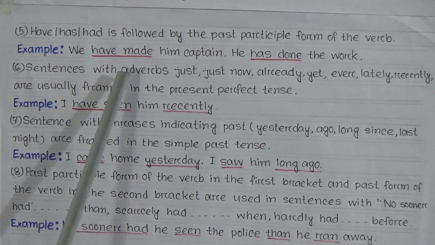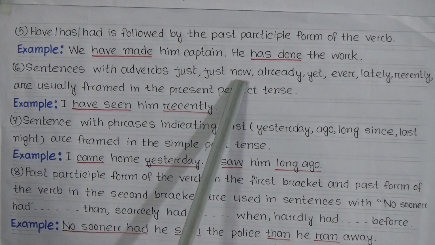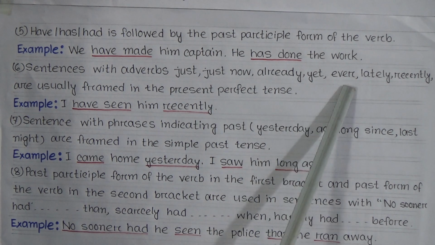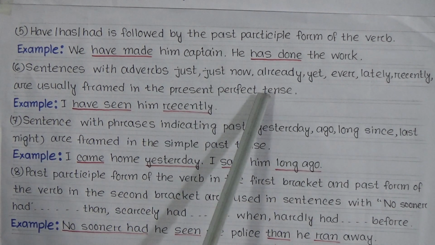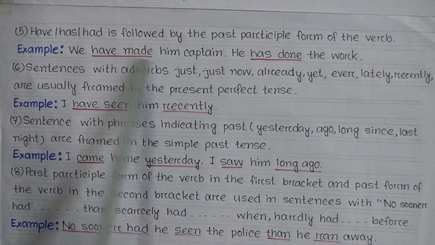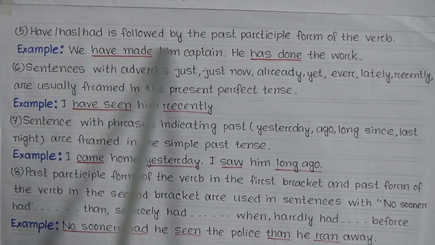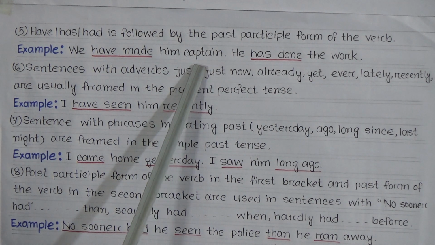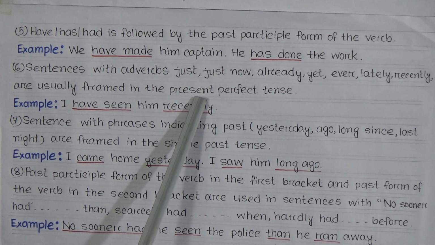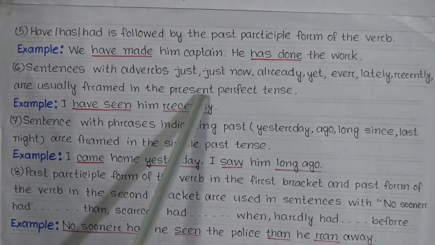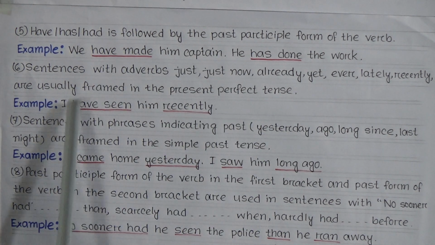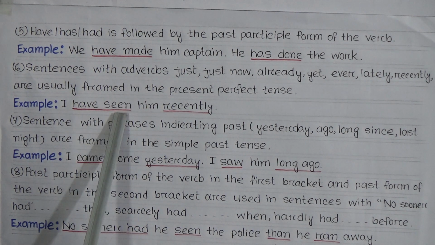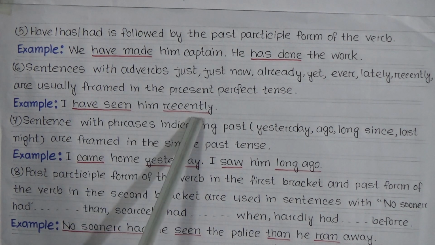Number 6: sentences with adverbs just now, already, yet, ever, lately, recently are usually framed in the present perfect tense. Look students, in number 5 I talked about present perfect tense, and here also it is connected with present perfect tense. So the structure of present perfect tense is subject plus have or has, then past participle form of verb, then object plus extension.